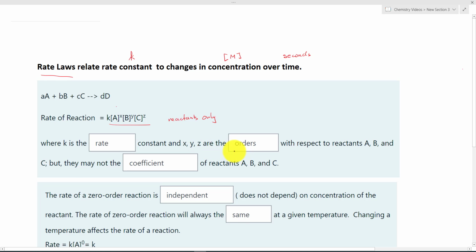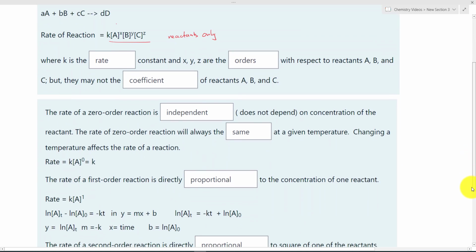X, Y, Z are the orders with respect to reactants A, B, and C. So each specific reactant has a specific order. Again, they are not necessarily the coefficient of the reactant. That's one thing you have to remember. And in a later lesson, we are going to learn how to solve for those orders. And that's the biggest challenge of this particular topic.